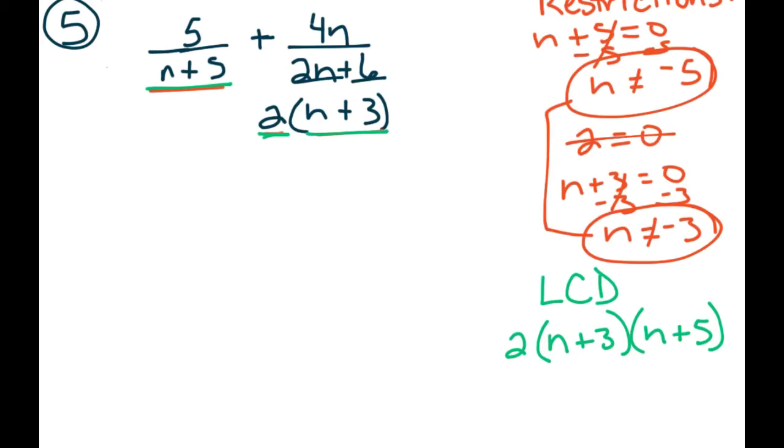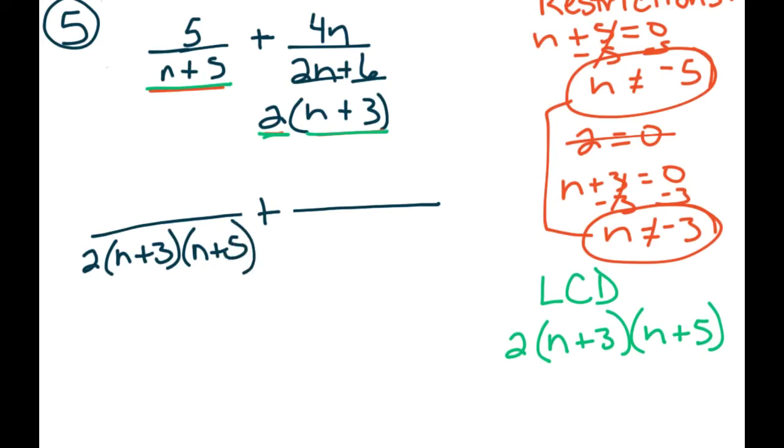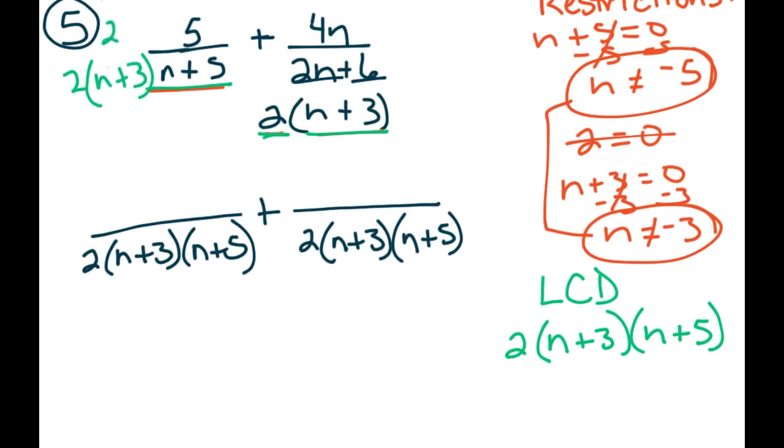So now I am going to write my least common denominator. 2 times n plus 3 times n plus 5, and over here 2 times n plus 3 times n plus 5. Now, step 3 is to adjust the numerators. So down here, I had to multiply by 2 and n plus 3, so I need to do that here also. Now what I'm noticing is 2 times 5 is 10 times n plus 3.